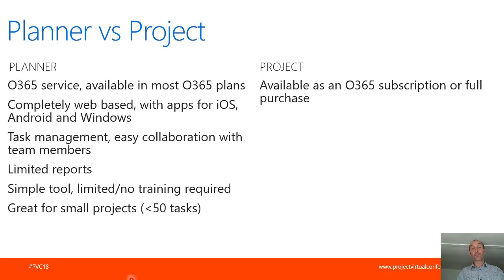So let's compare and contrast with Project. Project is available as an Office 365 subscription or a full purchase. So you can pay monthly with your 365 subscription and get all the monthly updates, or you can just go to your local software large account reseller or software store and buy a full package product of Project. The current version, of course, if you buy that, is Project 2016. It is a Windows client application only, so you're not going to run it on a Mac or an iPhone or anything else because it requires Windows 8, 10, etc.